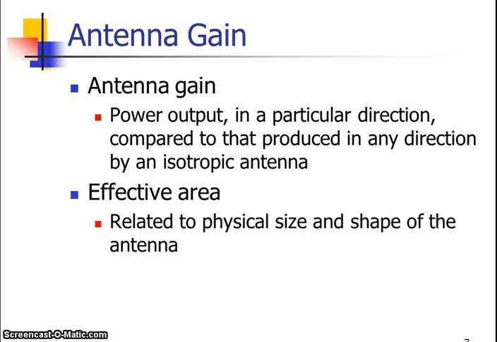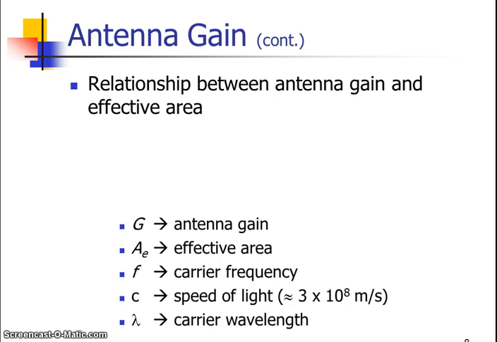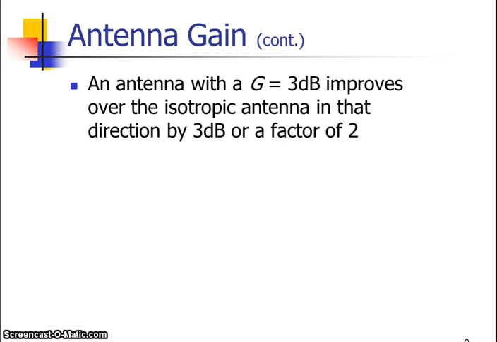Now, the relation between the antenna gain and the effective area. G stands for antenna gain, A stands for effective area, f stands for carrier frequency, c is the speed of light, and lambda is the carrier wavelength. An antenna with a gain of 3 dB improves over the isotropic antenna in that direction by 3 dB, or a factor of 2.